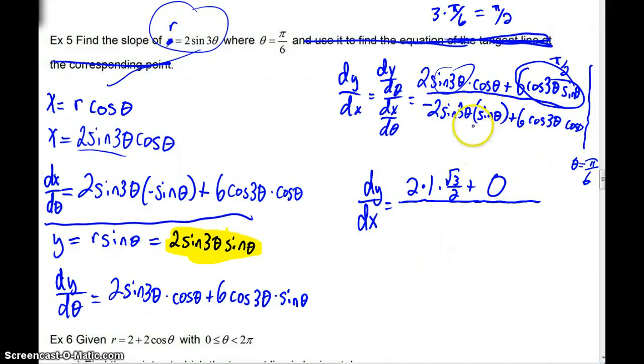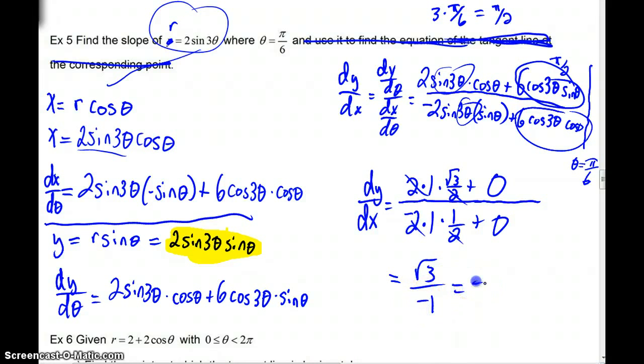Down below, again, the sine of 3 theta becomes the sine of pi over 2, and we already said that the sine of pi over 2 is 1. What's the sine of pi over 6 as we're plugging that in? A 1/2. And very similarly, the cosine of pi over 2 is 0. Let's simplify. Cross out our 2's, and what are we left with? A radical 3 all over a negative 1. Wow, the slope of our tangent line is negative root 3 when theta is equal to pi over 6.